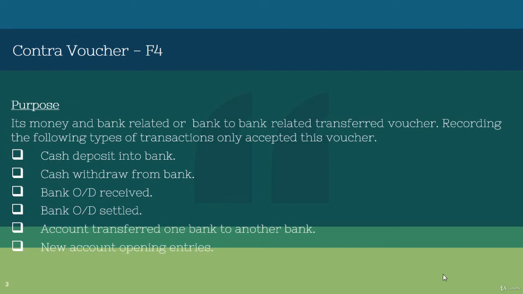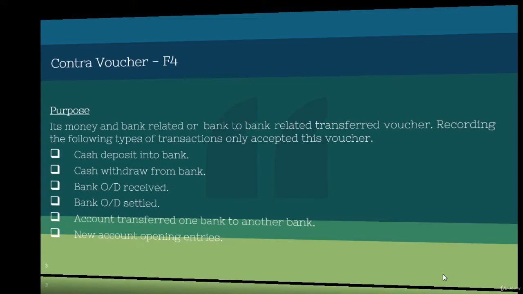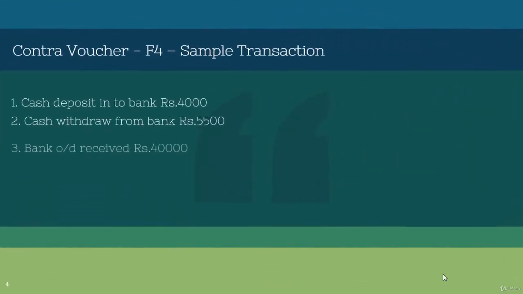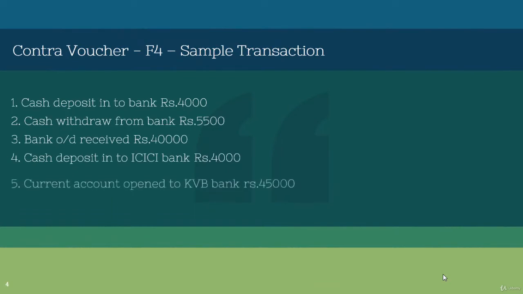The shortcut is the F4 key. If you press the F4 key, the contra voucher will be activated in the Tally program. Now we are going to look at sample transactions that use the contra voucher.